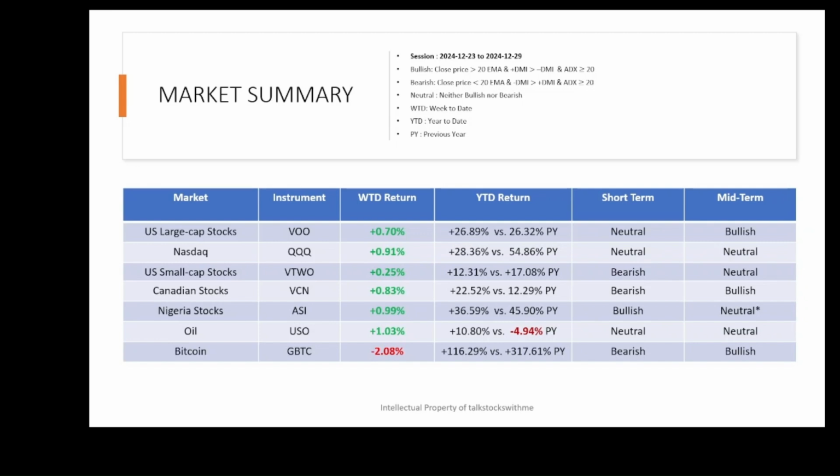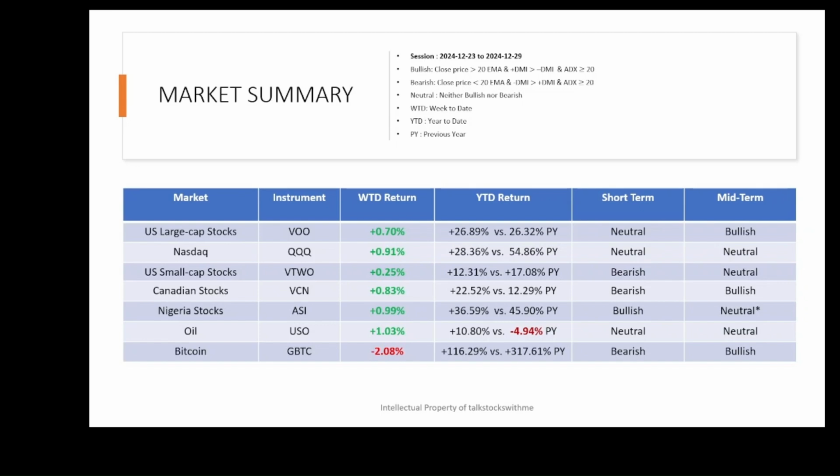For Canadian equities represented by the VCN ETF, this week saw a gain of 0.83%. Year to date, VCN has delivered a solid performance of 22.52%, significantly outperforming last year's overall gain of 12.29%. The short-term bias on the daily time frame is bearish, while the midterm outlook on the weekly chart indicates bullish momentum.